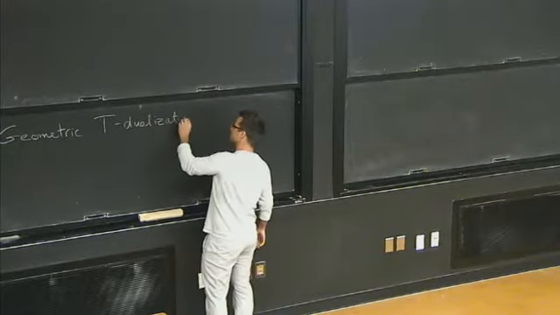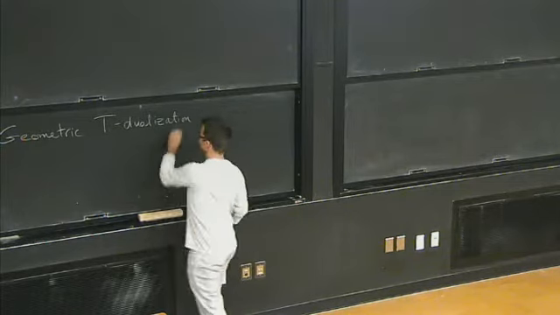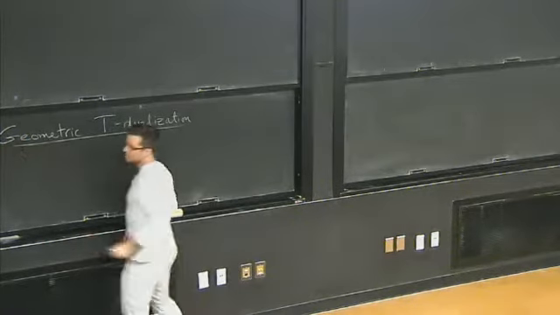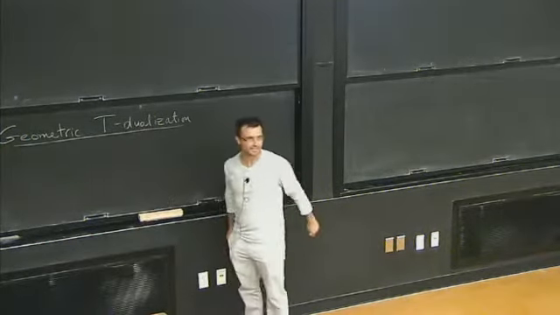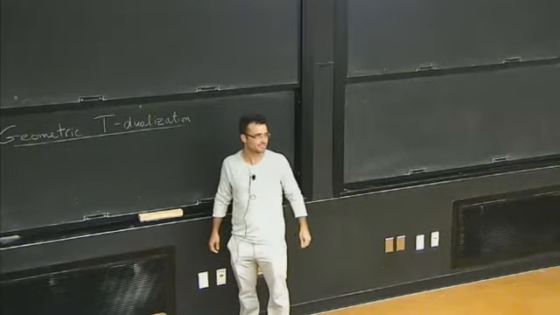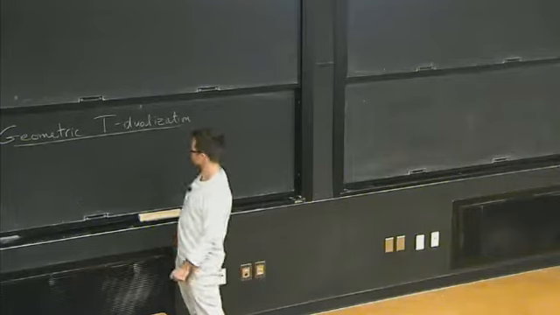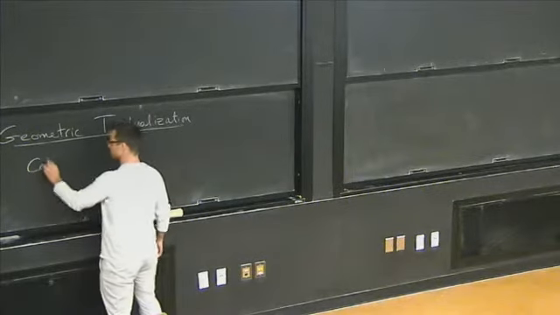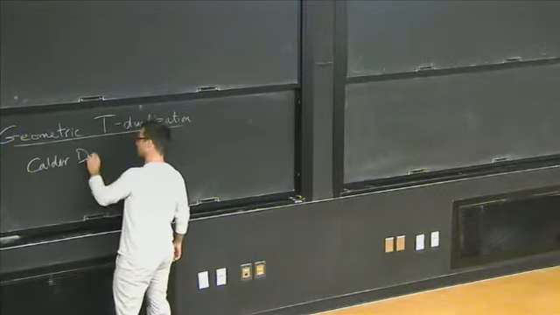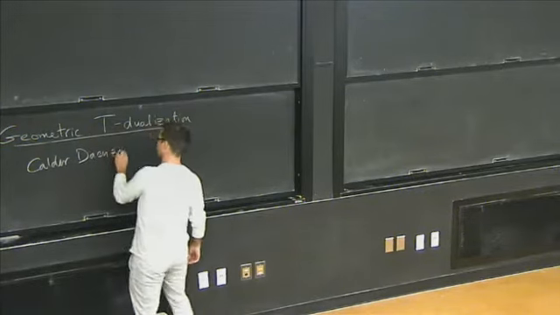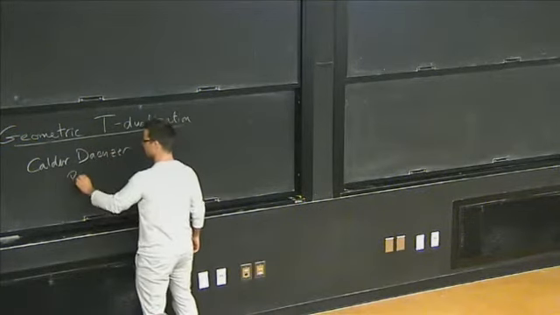I'm going to talk about geometric T-dualization, by which I mean some geometric way of implementing T-duality, what T-duality does to a given space-time. My name is Calder Daenzer, and I'm from Penn State.